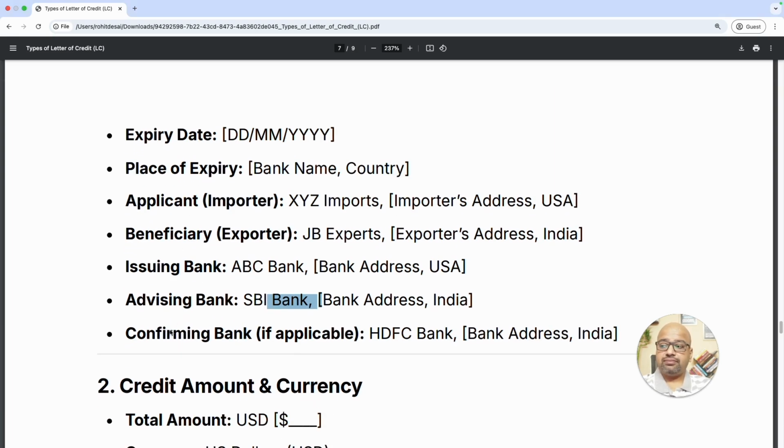Confirming bank, the bank who gives a guarantee, confirming that if your importer doesn't pay, and the bank also doesn't pay, then I will pay. That's a guarantee I have. So that's an additional security.